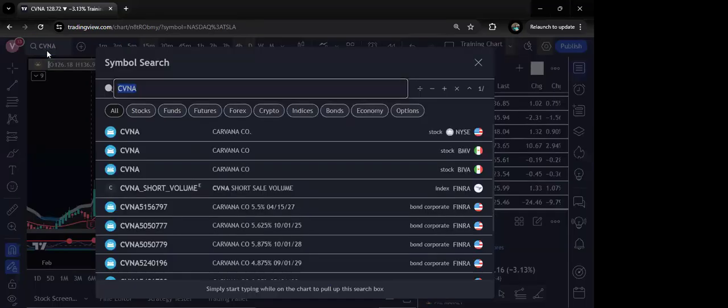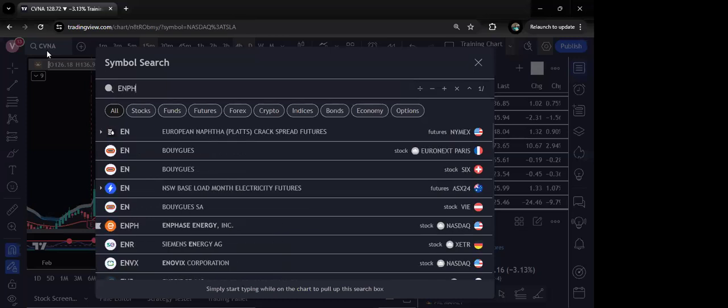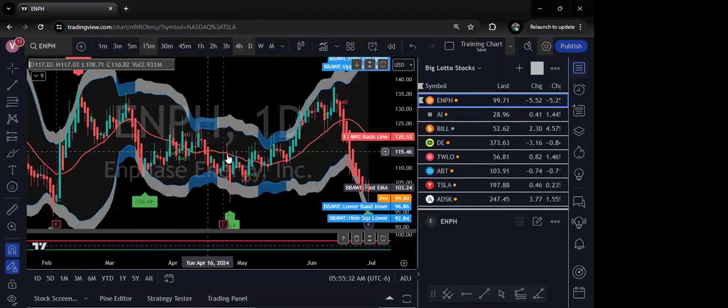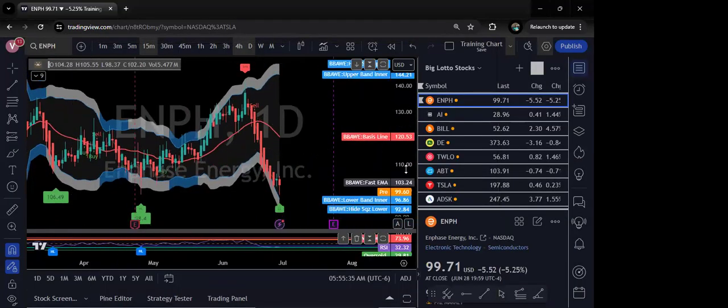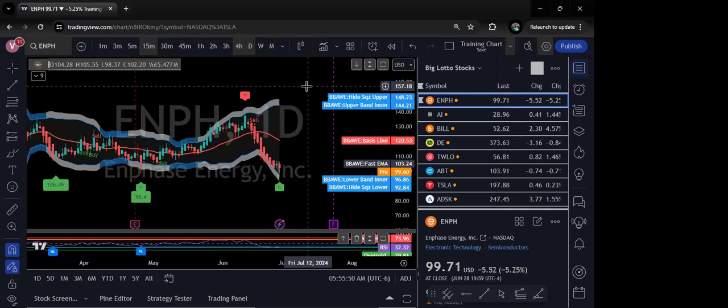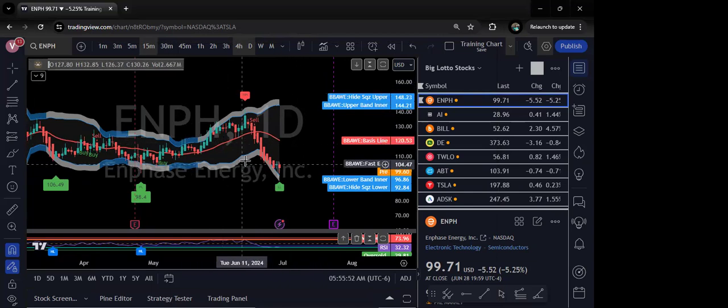For instance, ENPH was up. The band was widening on the lower side. So this one is widening on the bearish side. It's on the lower band. So it can close the gap, go to 120, and then it can move up to the upper band. These are not stocks that are squeezing. These are stocks that have a wide band. So volatility is high.